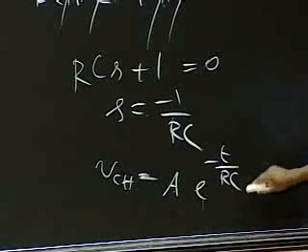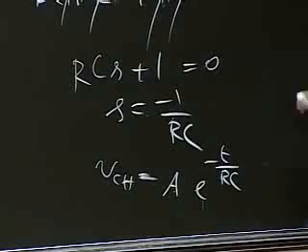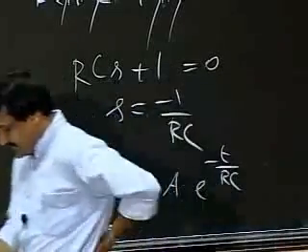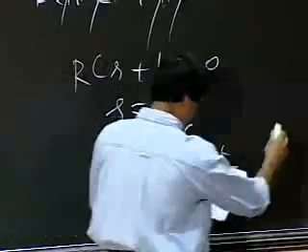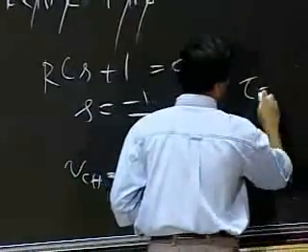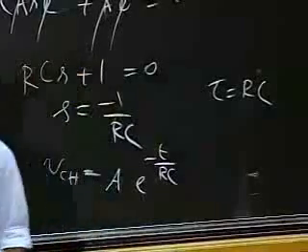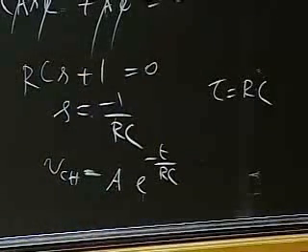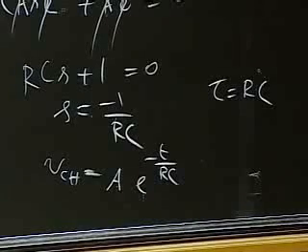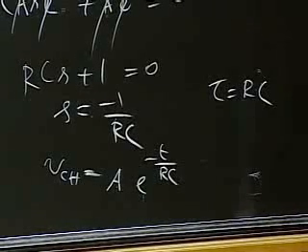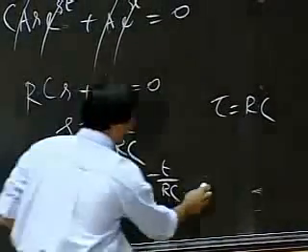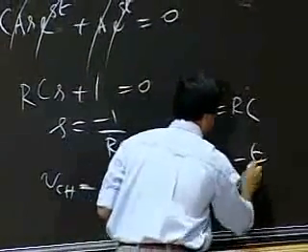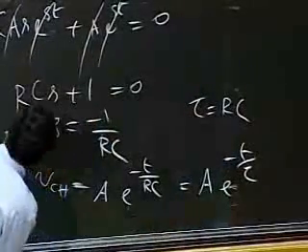Notice RC has popped up again. The cool thing about RC is that it has units of time. So we commonly represent RC as some time constant tau. Associated with that circuit is a time constant tau, which is simply RC. So I commonly write this as A e to the minus t divided by tau.